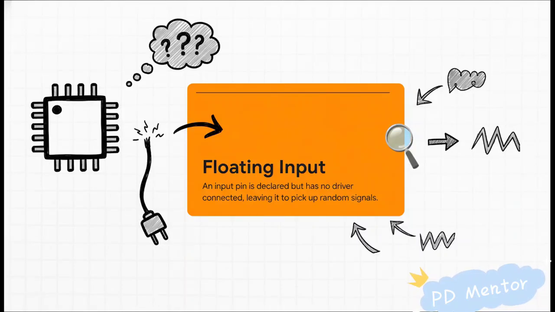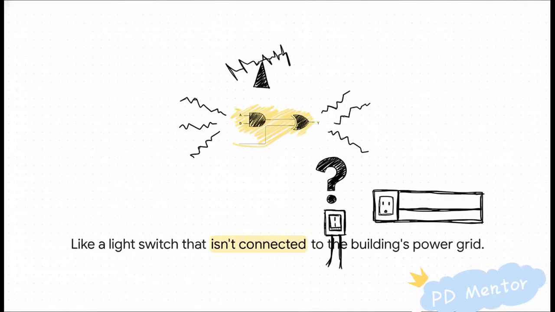Another one of these classic flaws designers are always on the lookout for is the floating input. This happens when a part is designed to receive a signal, but oops, somebody forgot to actually connect a wire to it. It's just floating there, totally unconnected. The real danger with a floating input is that it can act like a tiny antenna, just picking up random electrical noise from everything around it. It's like installing a light switch on the wall, but forgetting to connect it to the building's main power. It's completely useless, and worse, if it picks up some stray signal, it could behave in wild, unpredictable ways.